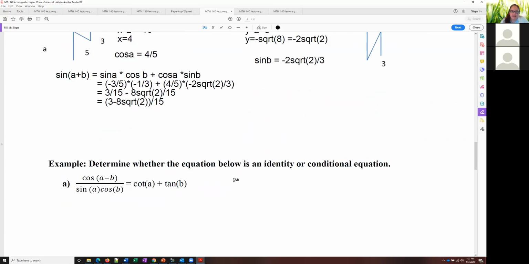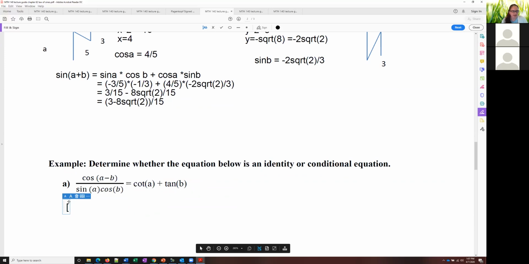Next, we want to check and see if this equation is an identity, which means that it's true for all values of a and b in the domains of the function, or a conditional equation, which means that it's only true for some values. So I'm going to go ahead and suppose it's an identity. I'm going to start with the more complicated side, that's the left-hand side, and see if I can manipulate it and show that it's equal to the right-hand side.